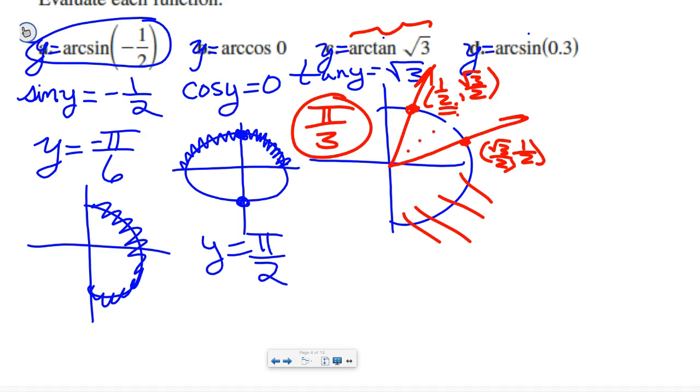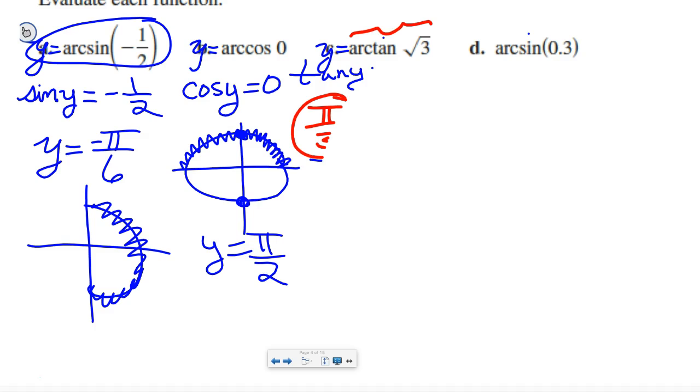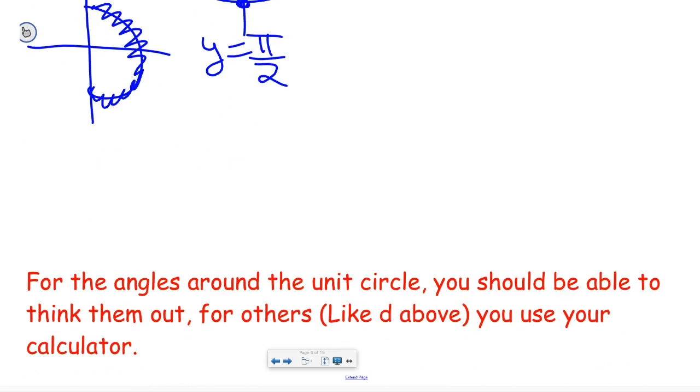3-ish, a little over. So 1 point, what is it? 1.0. 0.04. I mean, it's so close to 1. All right, so D is the only one I have to use my calculator on because 3/10 is not a unit circle hit. So you'd have to use your calculator and you'd just do sine inverse 0.3. And I don't know what that is. That's calculator pushing. All right, are we good with that?